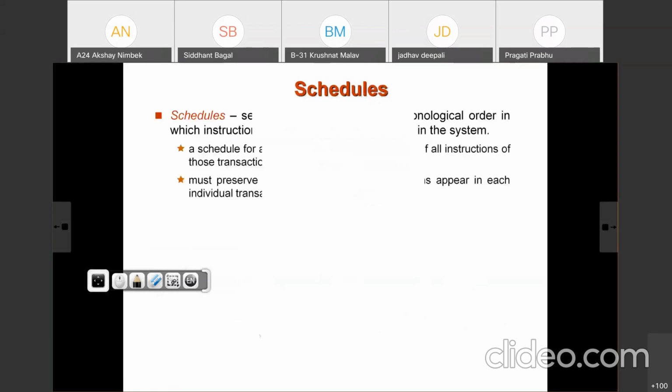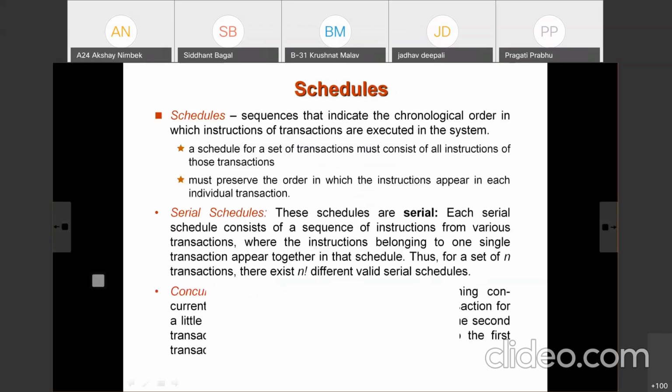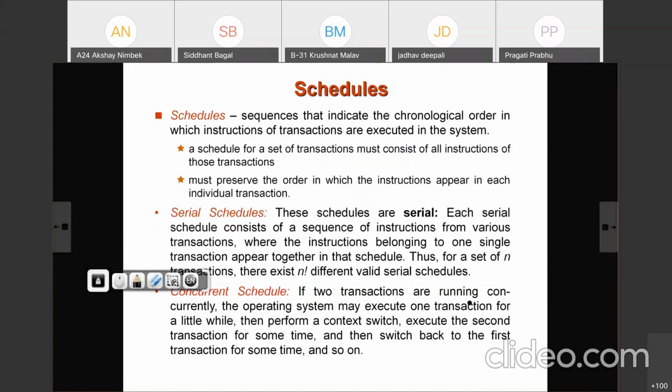Now the next and important part of this is concurrent schedule. What is meant by concurrent schedule? If 2 transactions are running concurrently, what does concurrently mean? This question is normally asked, and many times students say simultaneous execution, but it is not actual simultaneous execution. Okay? See, what is meant by concurrent?